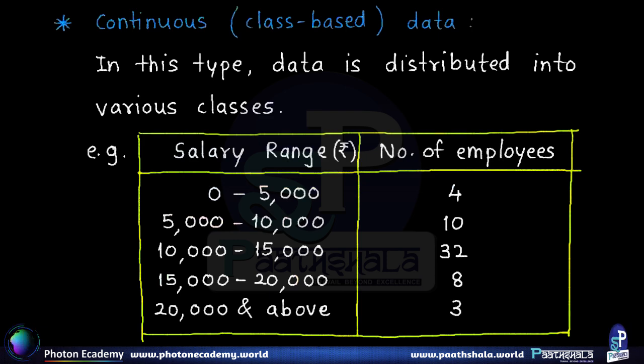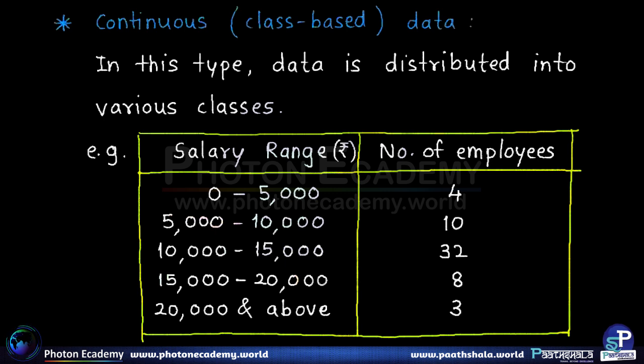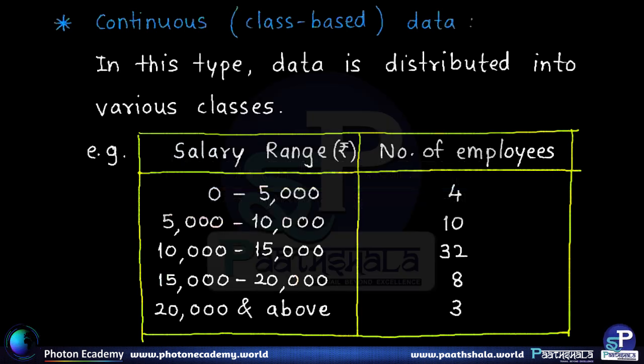Whatever parameters or formulae we are going to study henceforth, we have to keep in mind that they are slightly different from one type of data to another. So when we solve any question in statistics, first of all we must recognize which type of data we are given. Just to recap, there are 3 types of data: raw data, discrete data and continuous data.